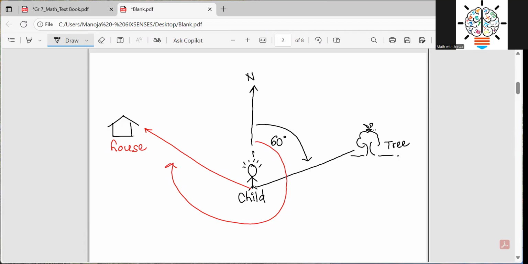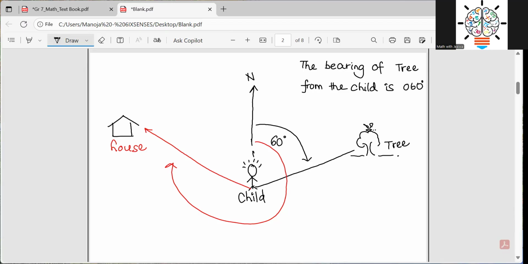So then we just write the bearing of the tree from the child is 60 degrees, but I don't just write 60, I write 0, 6, 0, if the degree value is with 2 digits, right? If the degree value is with 2 digits, then we just write 0, 6, 0.